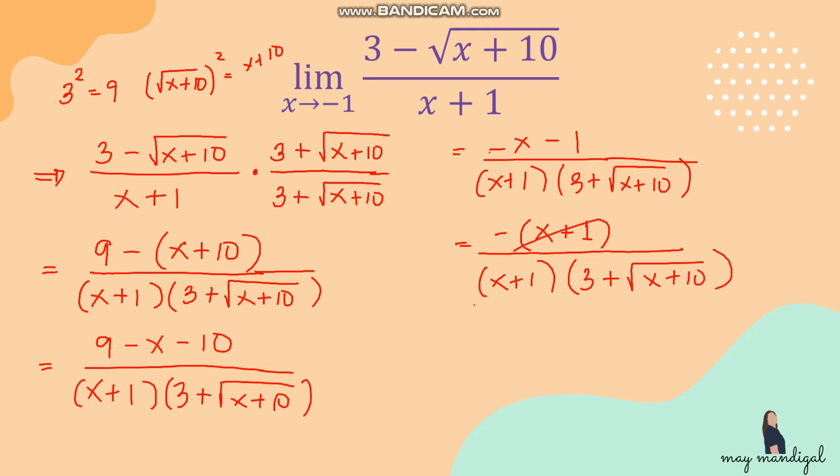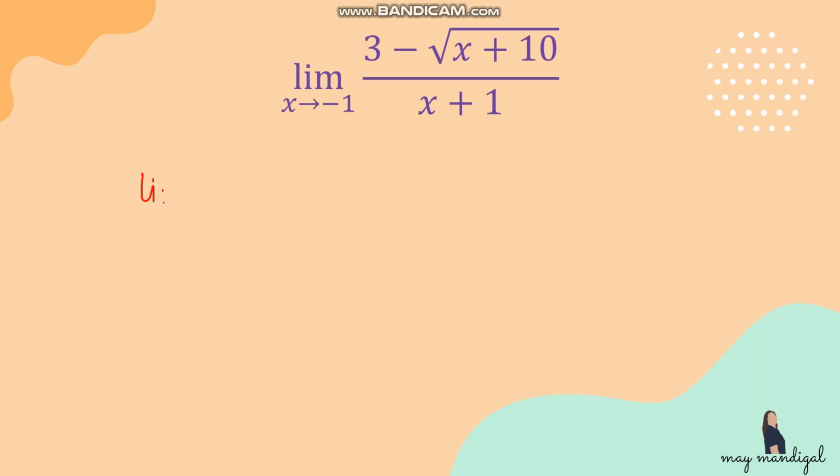So we can now cancel this, and we will be left with negative 1 all over 3 plus square root of x plus 10. Now, you can check after you substitute negative 1 to this that the denominator will not be equal to 0. That means we can now proceed with substitution. So we are now getting the limit of the new function, negative 1 over 3 plus the square root of x plus 10 as x approaches negative 1.